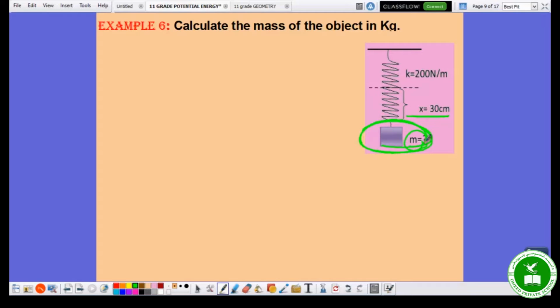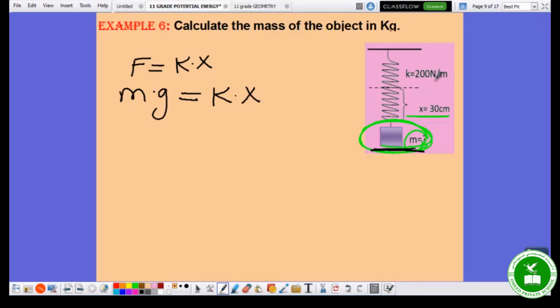Here we just use that simple formula we just studied. Force is equal to K times X. This was Hooke's law. Now what is force here? Here the force is gravitational force, the force which Earth is acting on this mass. How much force is Earth applying on this mass? That is M times G. This much force applied by Earth on this object is equal to K times X.